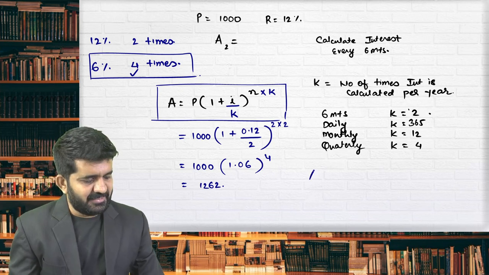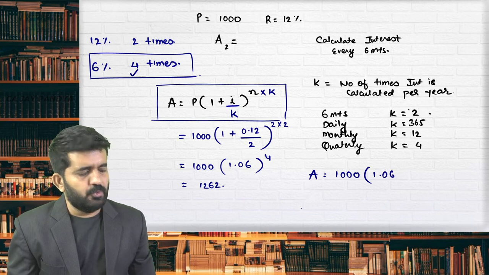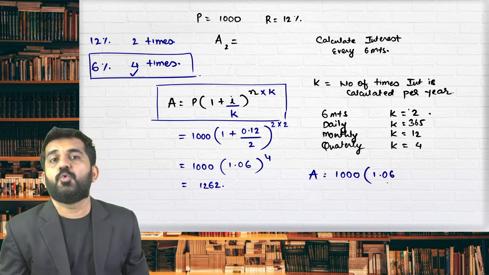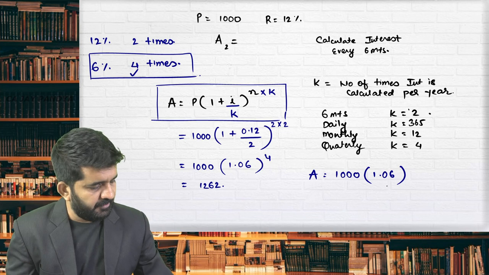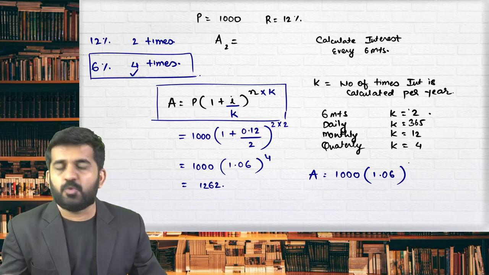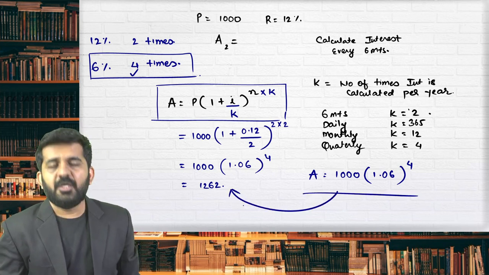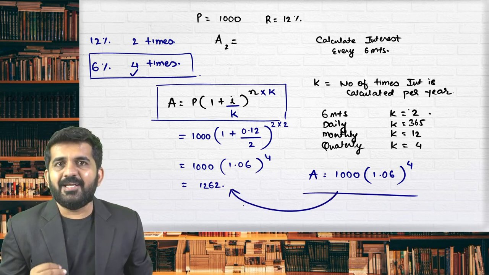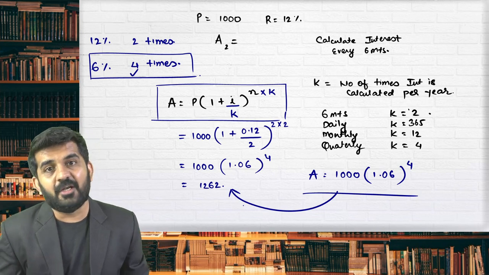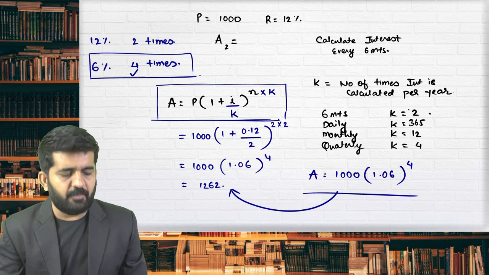The answer is yes. Amount is equal to principal times 1.06, because I know that interest is going to be calculated at 6%. How many times in a year? 2 times in a year. How many years? 2 years. So it will be raised to 4, and ultimately it is the same thing over here. Is it alright? So when the interest is not calculated yearly, you will have to introduce the concept of K, and this one new formula, that is the concept of K.